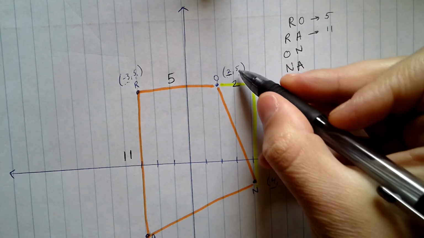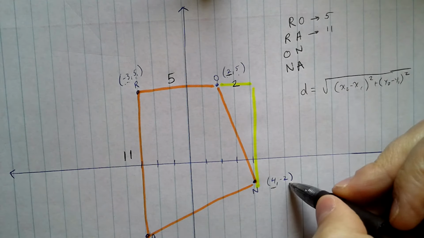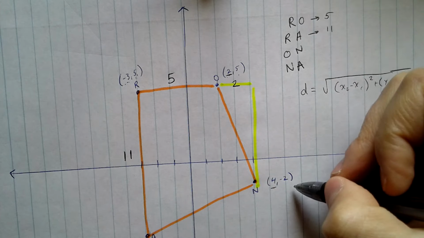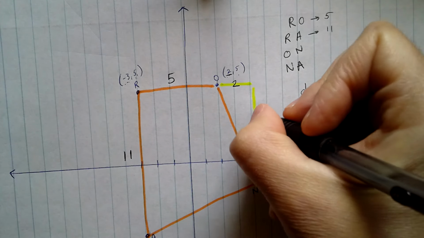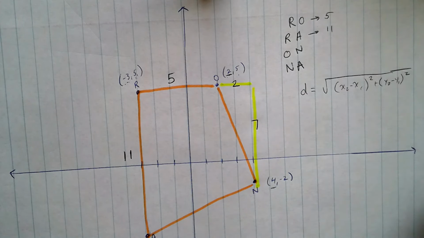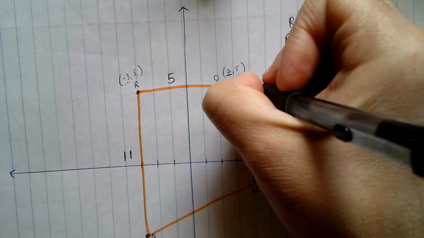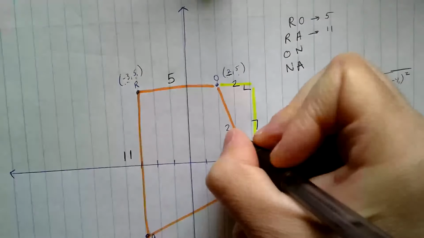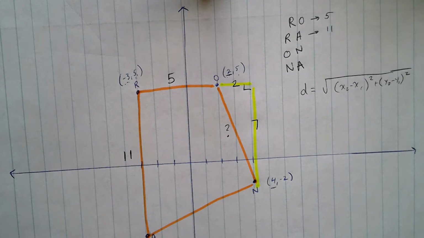The difference in the y values, 5 to -2. Well, 5 is, I think, 7 units away from -2. That's going to be the height of the triangle. So we've got a 2 by 7 right triangle here that's formed. And hopefully you guys can see that.